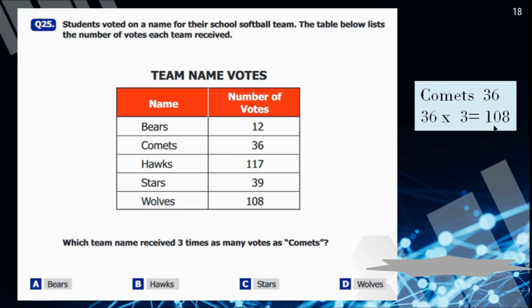It's 108. Let's find this number in the given table. So 108 is over here. So it's Wolves. So option D is our correct option. Wolves got 3 times more votes than comments.